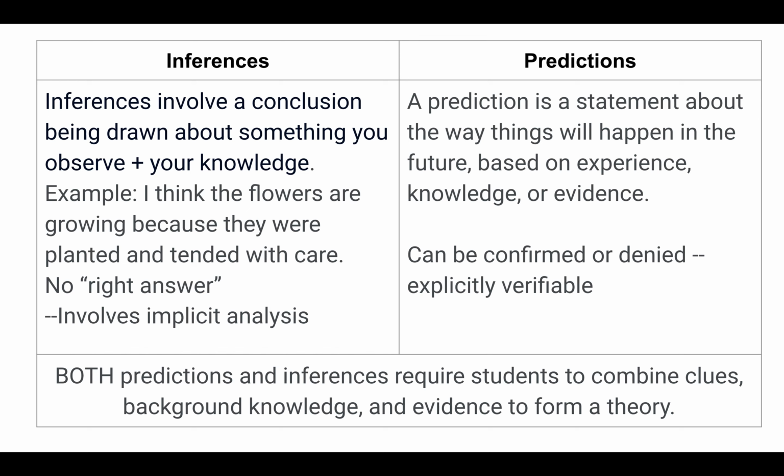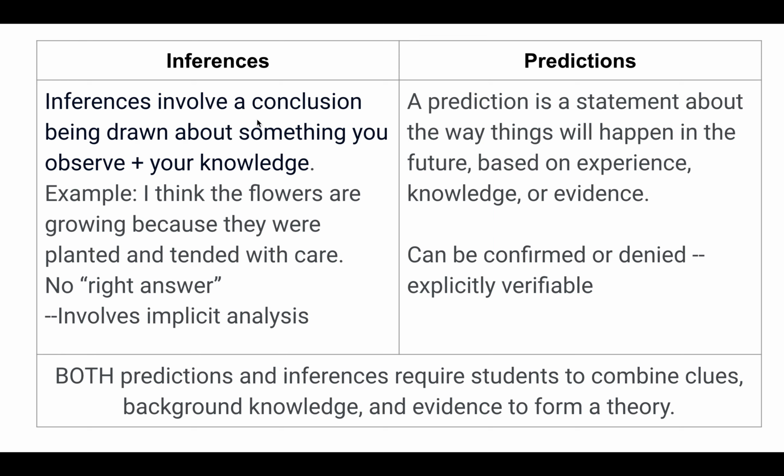And then a prediction can always be confirmed or denied. So it's explicitly verifiable because the answer then happens, right? Whether that prediction is confirmed or denied, you will be able to find out the next day, the next chapter, the next page, the next part of the text, whatever, right? So a prediction is explicitly verifiable, and it's always about what will happen next. What do you think is going to happen?